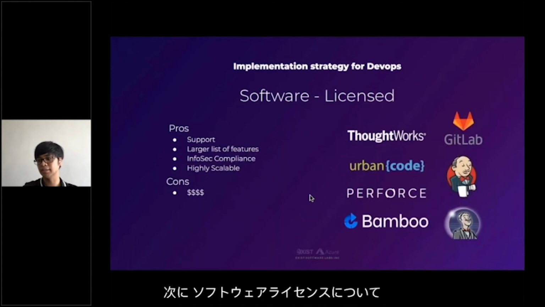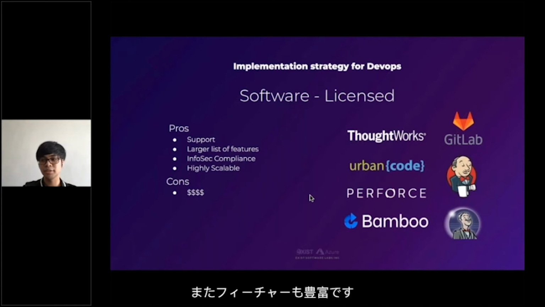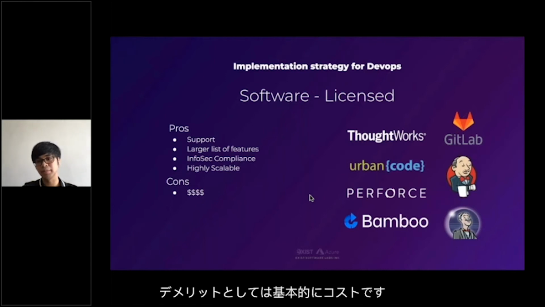Next thing to consider would be your licenses, your software. The main advantage of having an enterprise license would be your support. You have the largest list of features. They are more compliant in terms of security. And of course, they are highly scalable. The downside basically would be cost.